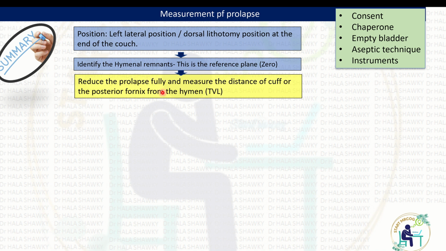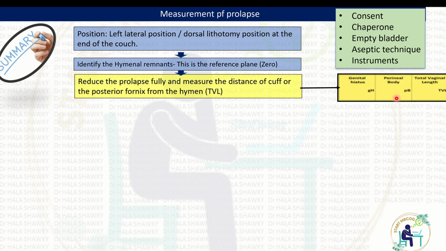We will reduce the prolapse fully and measure the distance of the cuff or the posterior fornix from the hymen, and this will be the total vaginal length. And we will record the total vaginal length in its position on the grid.